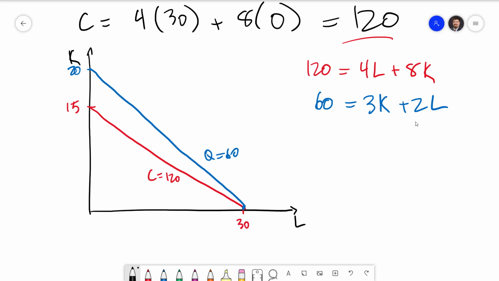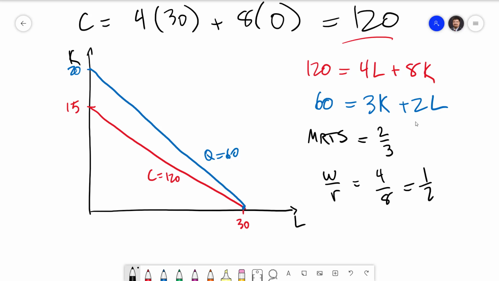Remember that the MRTS is the absolute value of the slope of the iso quant. In this case, it's 2/3. And the price ratio is the absolute value of the slope of the iso cost, which in this case is 4/8, which is 1/2. And we can see on the graph that the iso cost is a flatter line than the iso quant, which is the steeper of the two lines.